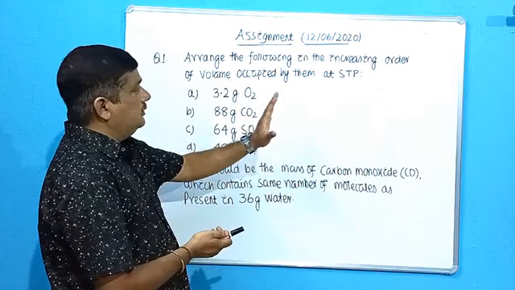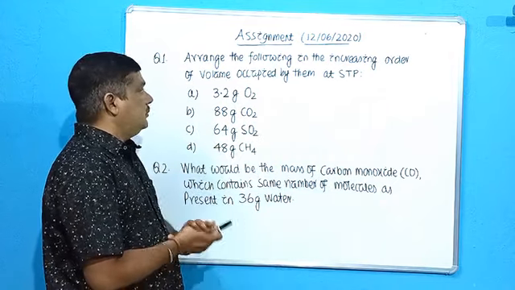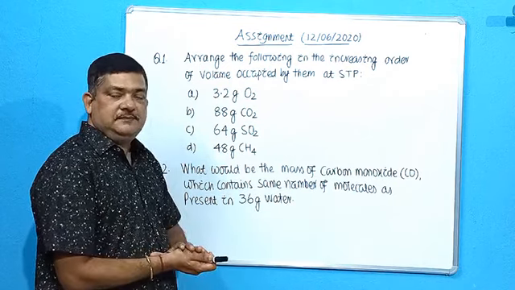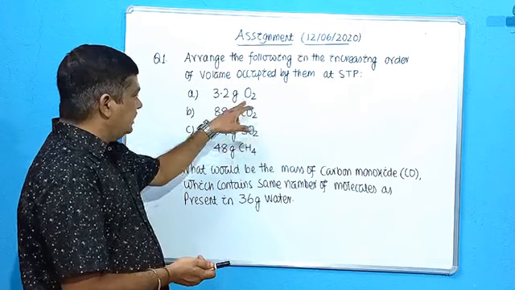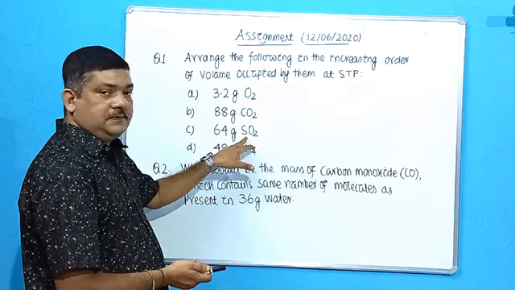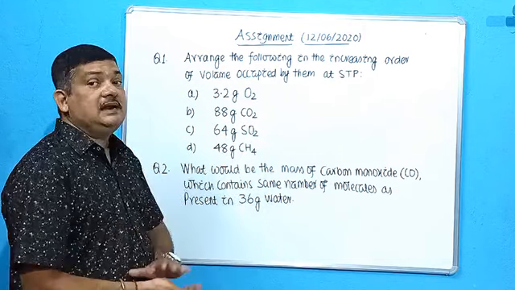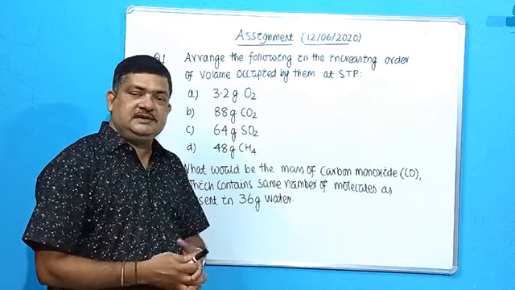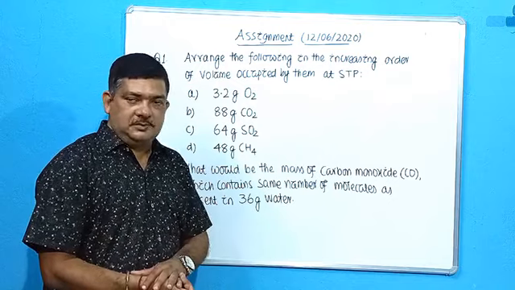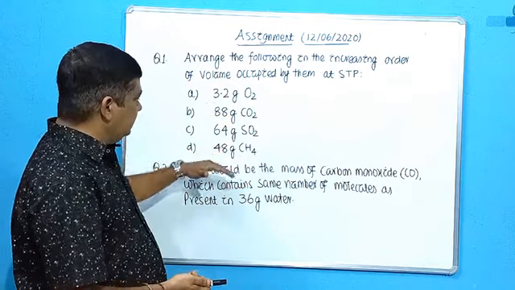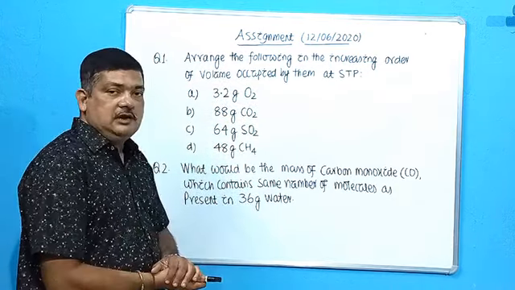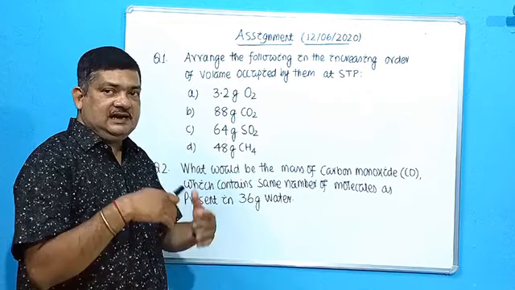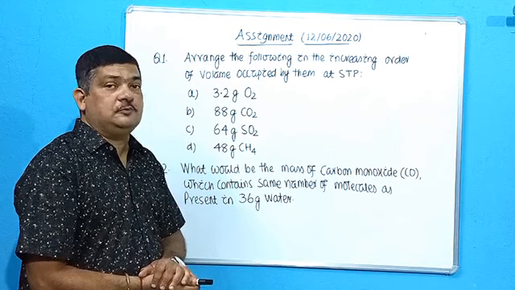Question number 1. Arrange the following in the increasing order of volume occupied by them at STP. Obviously I am giving some gases only: oxygen, carbon dioxide, sulfur dioxide and methane, all of them are gases. Their volume at STP can be easily calculated, I have given you so many examples. First, calculate the volume occupied by these gases at STP. Then arrange them in the increasing order of the volume occupied.